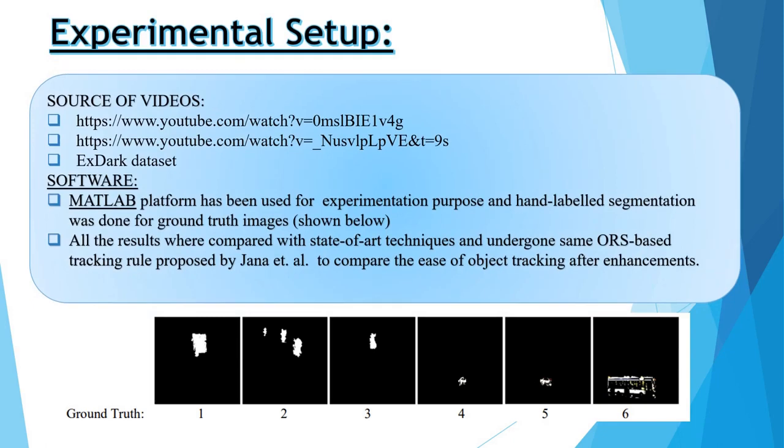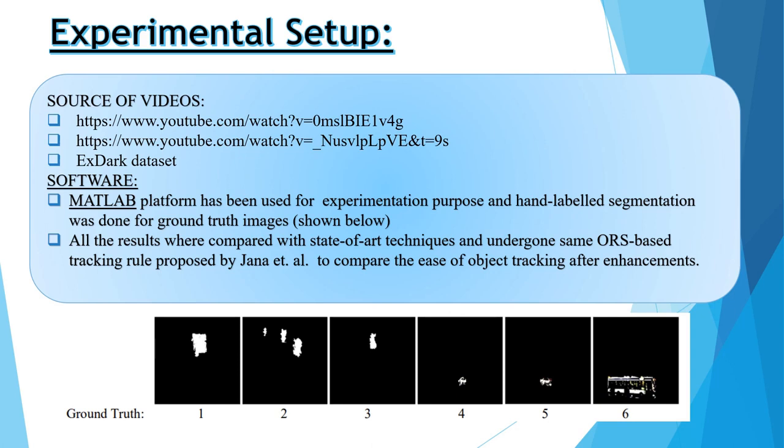Here the sources of our data sets are shown. For our experimentation we have used MATLAB, and we manually segmented and labeled the ground truth images as shown. We later compared all the data using edge cutting techniques, which also included tracking results after enhancement.